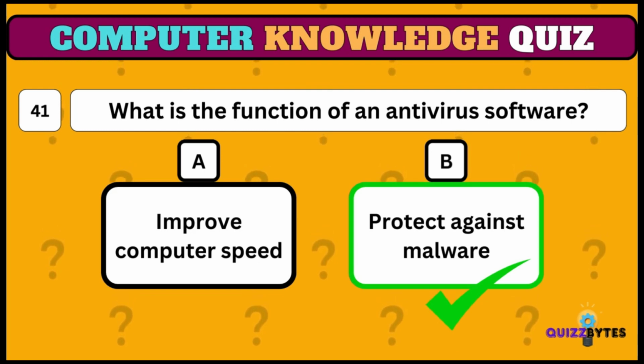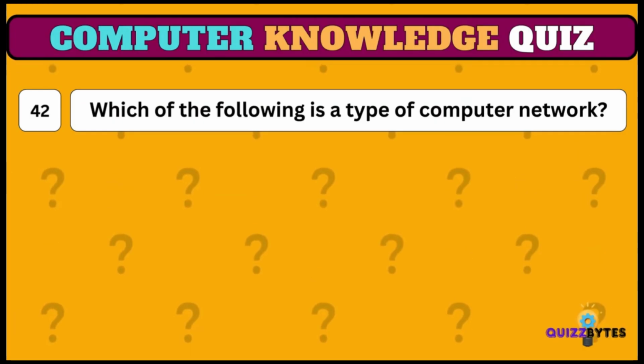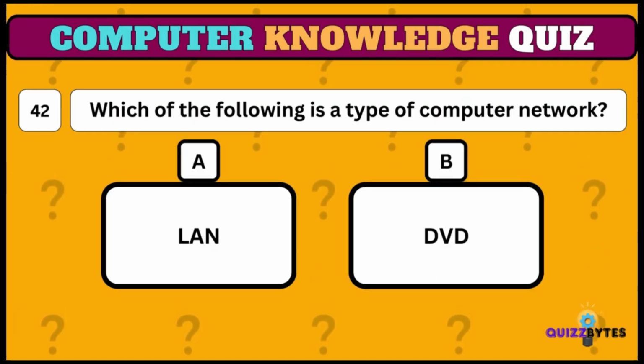Absolutely right. Antivirus protects against digital threats. Proceeding to question 42. Which of the following is a type of computer network? A. LAN or B. DVD?